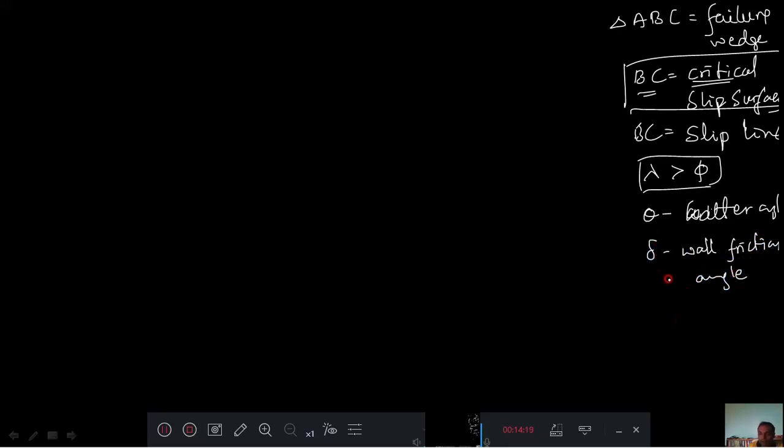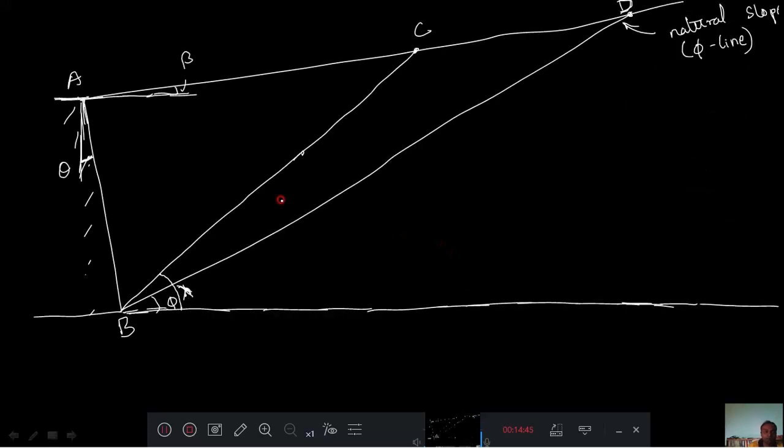Okay, we got so many angles now. See, lambda we roughly considered as the slip angle. Phi is the angle of internal friction, and theta is the batter angle, that is the back of the retaining wall, and delta is the wall friction angle, and beta is the ground surface angle. No? These many angles are there. Don't get confused with this. Right? Now I have drawn C here.